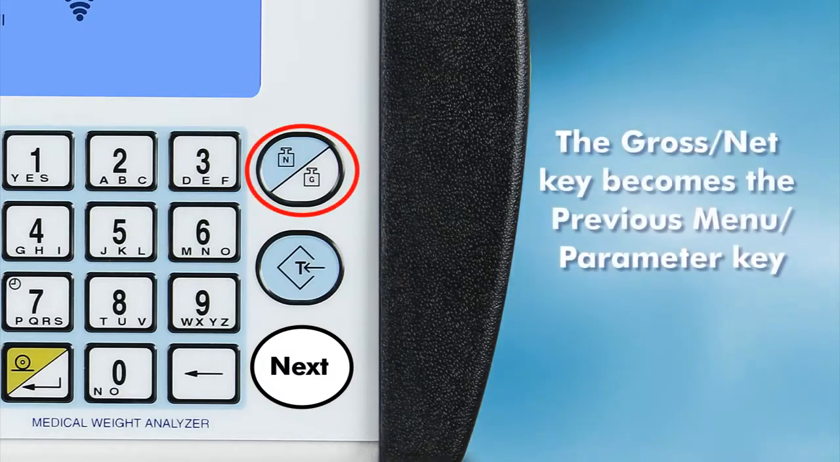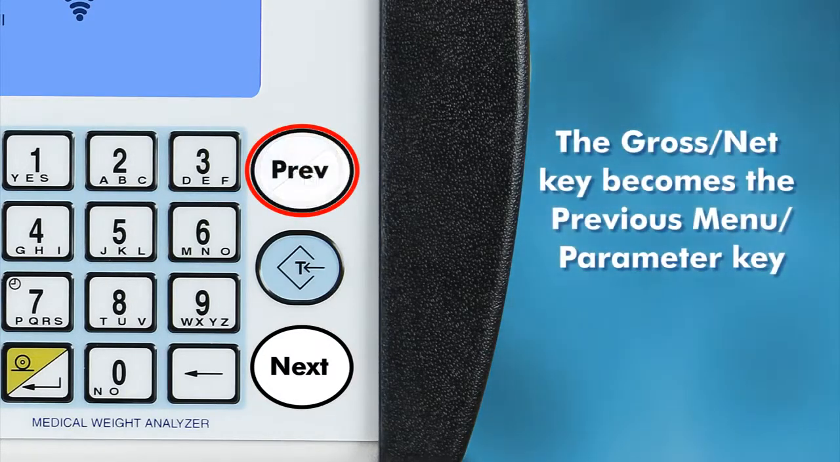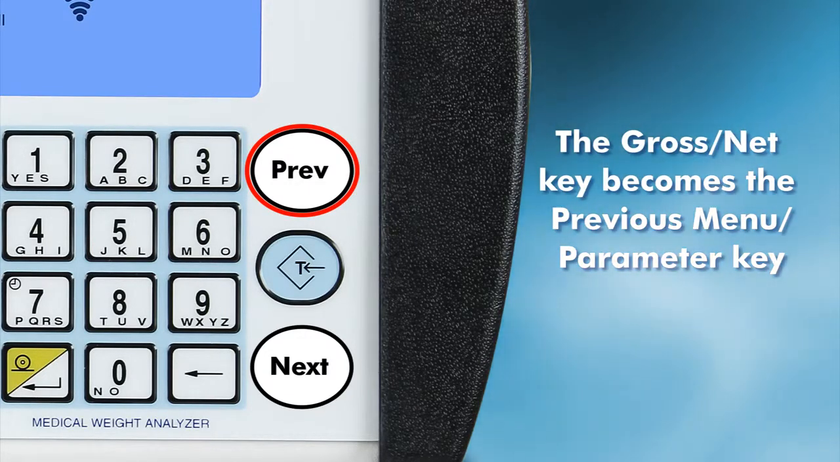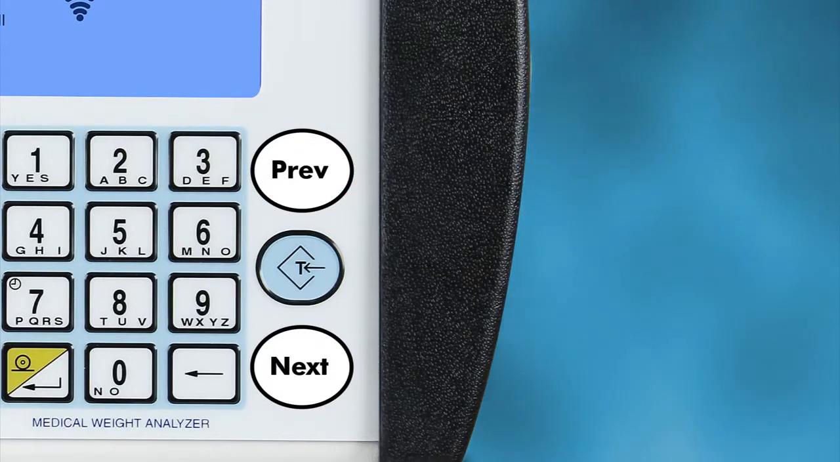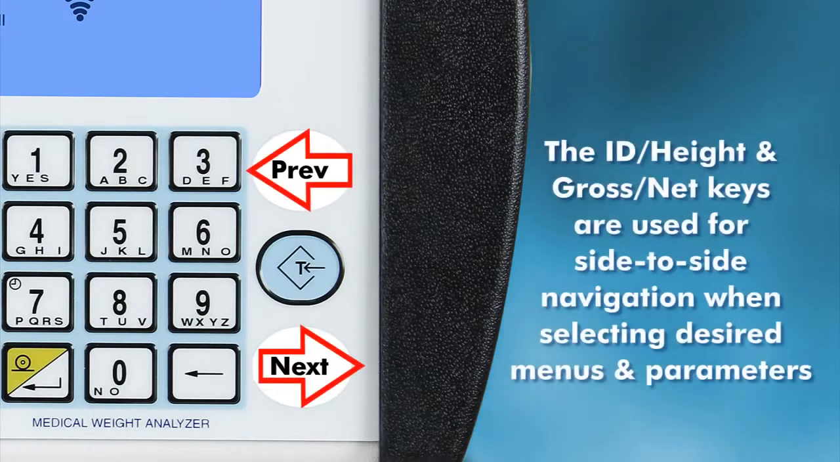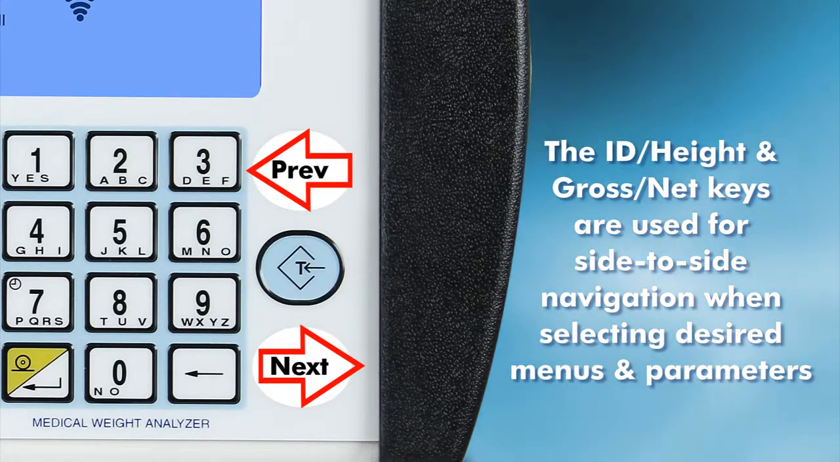The gross net key becomes the previous menu or parameter key and is used when the operator wishes to go backward in the menu tree or to a previous parameter. Think of the ID height and gross net keys as side-to-side navigation for selecting desired menus and parameters.